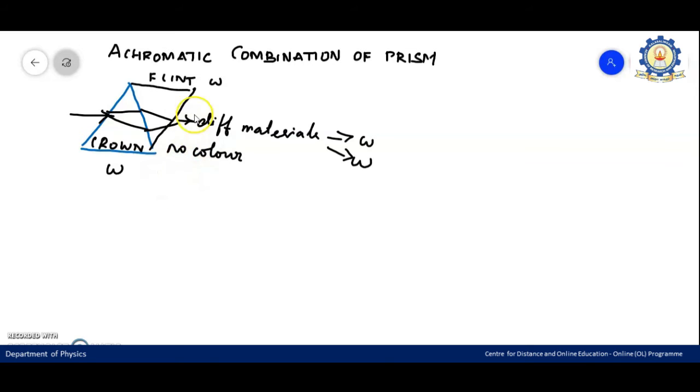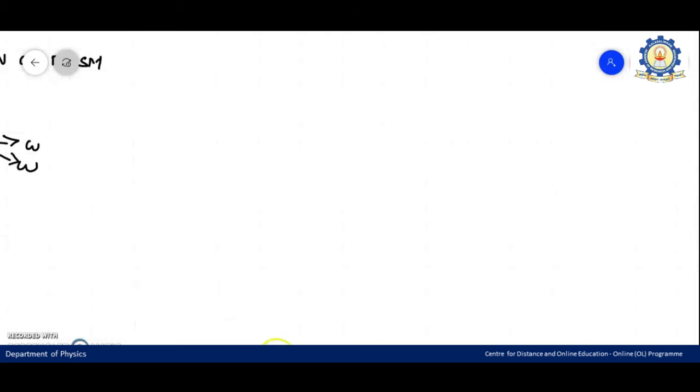It is possible to combine two prisms of different materials in specified angles such that a ray of white light may pass through the combination without dispersion. Such a combination is called achromatic combination. Under achromatic combination, we have two types. One is deviation without dispersion. The other case is dispersion without deviation. So we are moving to the first category, deviation without dispersion. So let us start with deviation without dispersion.